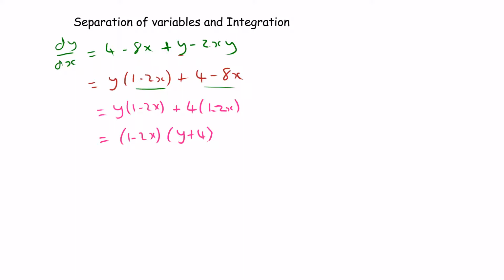And we can see that on the left bracket we've got only functions of x, and on the right only functions of y. This means that we can now do our separation of variables and integrate. So if we divide by y + 4 on both sides, then we get 1 over (y + 4) dy/dx is equal to 1 minus 2x. And you can see we're now on to what was before, I believe, step 2, where we can just integrate with respect to x on both sides.